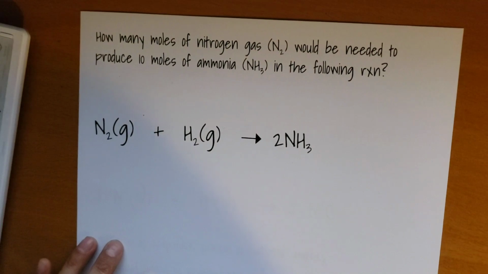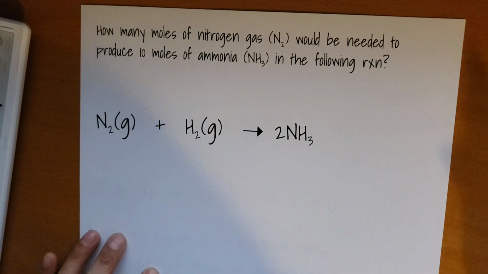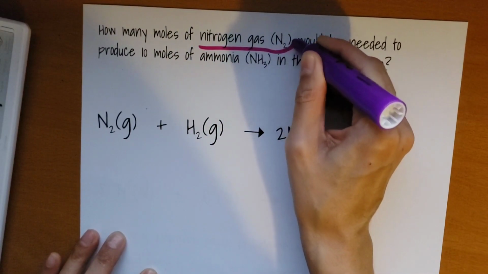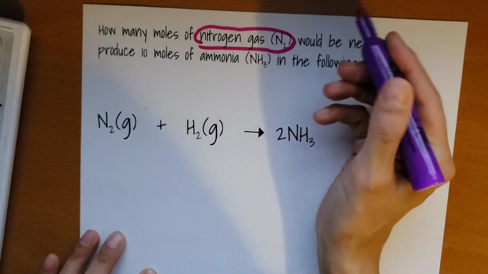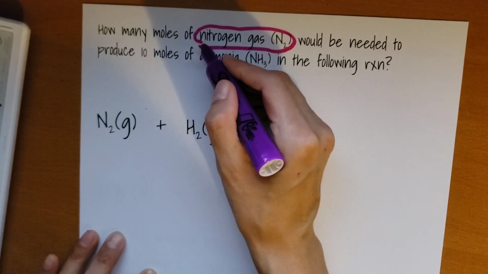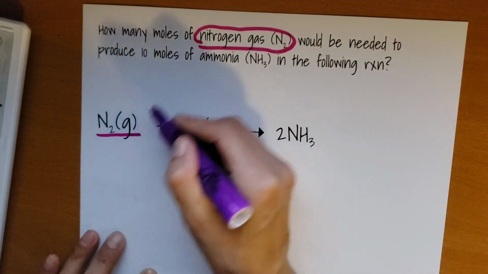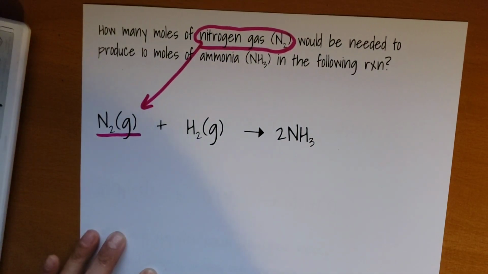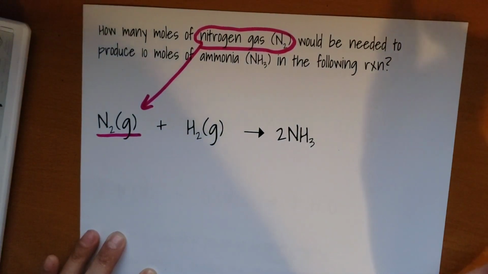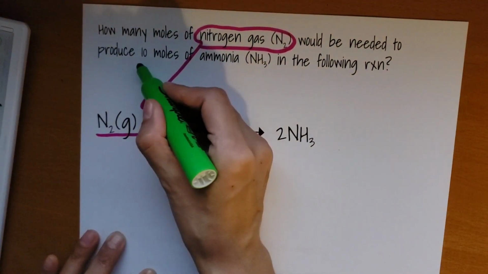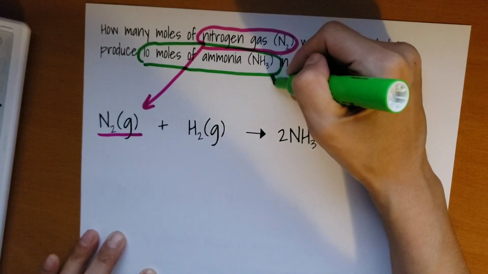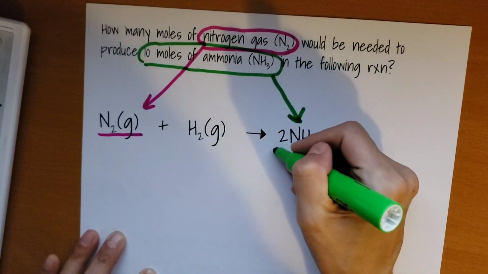In this question, we are asked, how many moles of nitrogen gas? So I'm going to circle nitrogen gas in the problem, and I'm going to look for the nitrogen gas in the question, which I see is here. I'm just going to underline it. So see how this matches? How many moles of nitrogen gas would be needed to produce 10 moles of ammonia? So here we have 10 moles of ammonia in this reaction. So ammonia is right here.